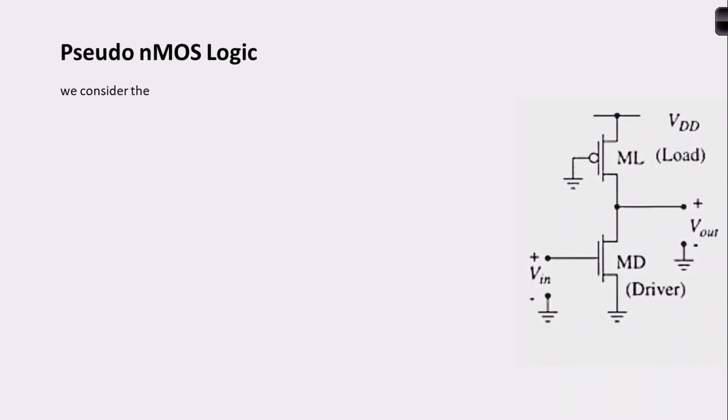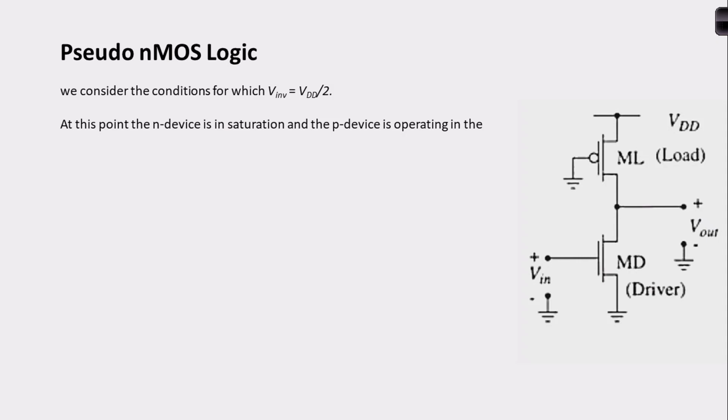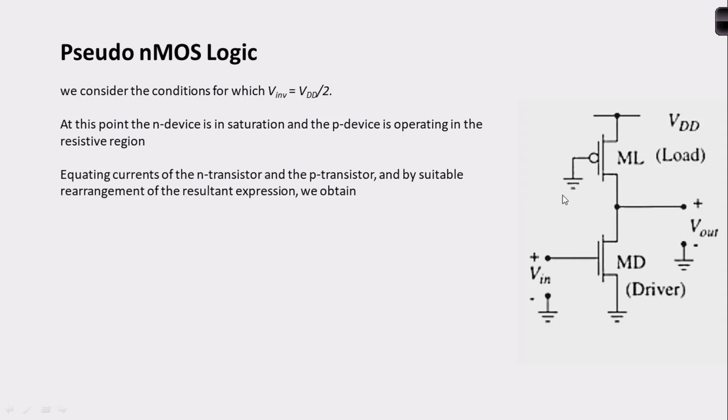So now let us consider how this works, since even though we have replaced our depletion mode NMOS transistor with our PMOS transistor, the design we are having is still going to be a ratio design. Again we need to consider ratioing so that I can get proper switching in terms of input and output voltage.